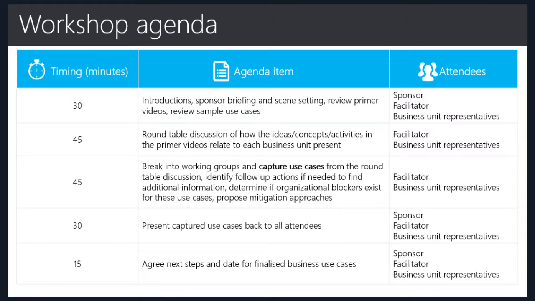And then we finalize that half day with presenting those use cases back to all attendees, and agree on the next steps and date for finalized business use cases. So that's an idea of the agenda. It typically takes about half a day. Some organizations may want to run it as 2 half days. Some may want to run it as 1 day. Some people may want to run it as individual hour sessions with different business units. Those are all possible ways of chopping this up, but here are some examples for you.